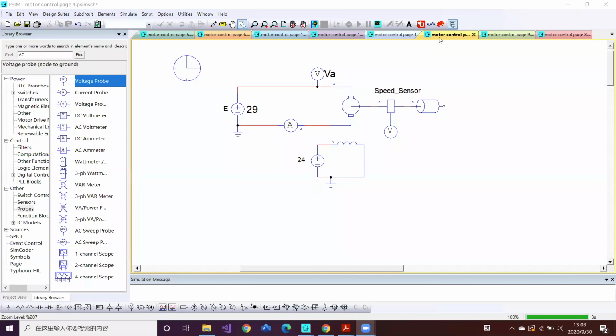So in this lab, we're going to use a new simulation software, which is PSIM.